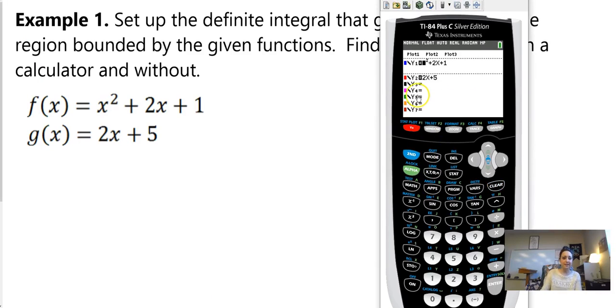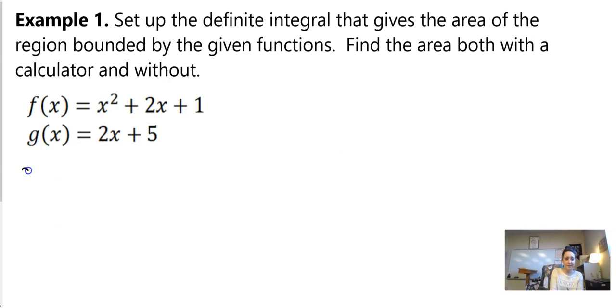So I've already typed in f of x in y1 in blue, and g of x is y2, and it'll be in red. And here's what the graphs look like. Okay, so I've got them graphed here. I want to find the area between the two curves. So kind of picture that shaded region there. So this is going to be integral, and then I need to see where they intersect, right?